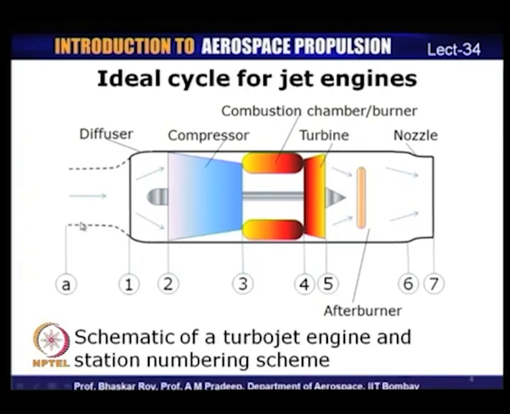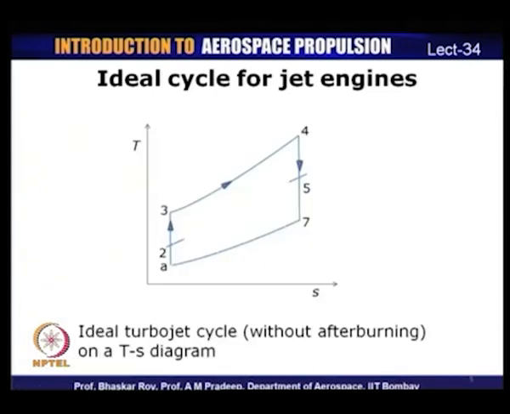Now, if you look at the cycle diagram, that is the Brayton cycle diagram for this particular turbojet engine, the ideal turbojet cycle without any afterburning would look like this on a TS diagram. We have temperature on the y axis and entropy on the x. Since it's an ideal cycle, we have all the processes which are idealized. So, process begins at state A, which is the ambient condition. Then the first process is the compression process in the intake. So, A to 2 is the compression in the intake.